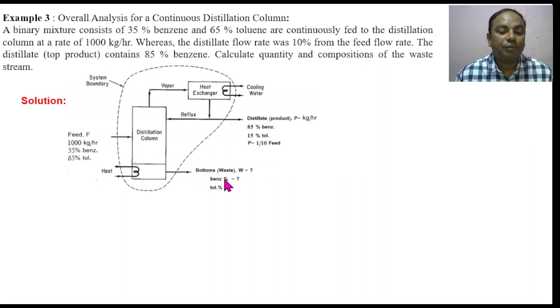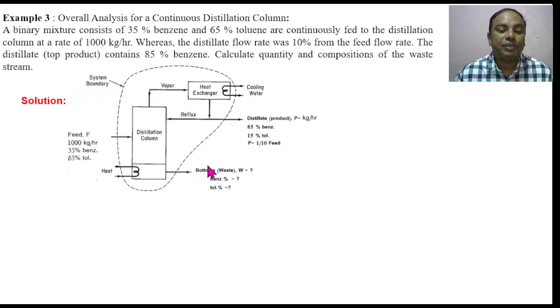So the mass fraction of benzene we want to find, as well as the mass fraction of the toluene, or the amount of benzene in the waste, and the amount of toluene in the bottom stream. I must say it's not a waste, because through that again we can perform the distillation, and the remaining amount of benzene can again be separated by the distillation process itself.